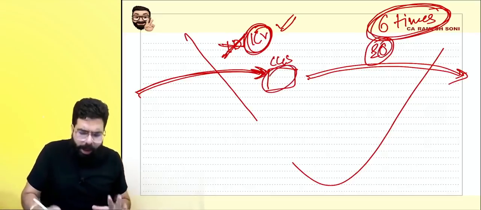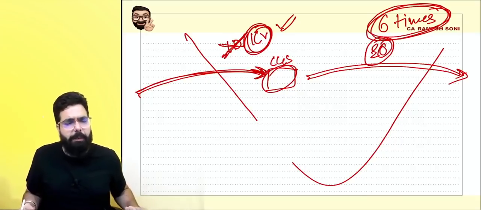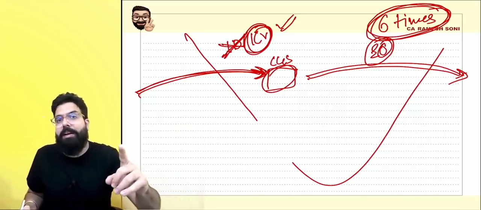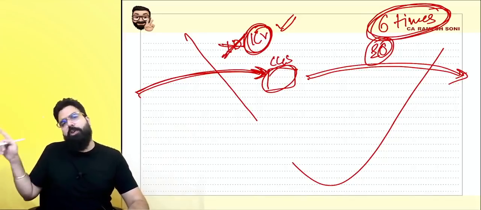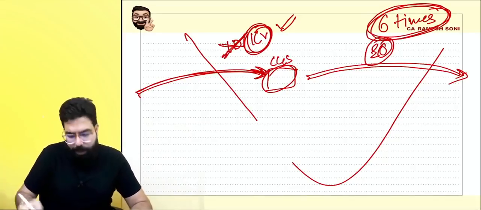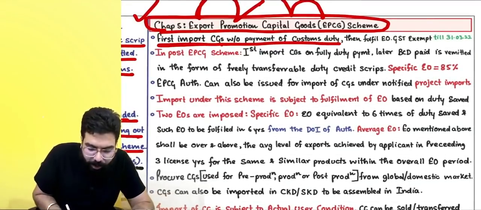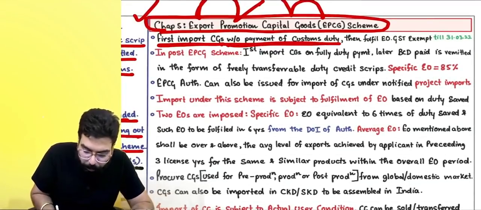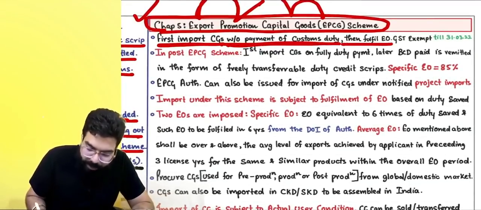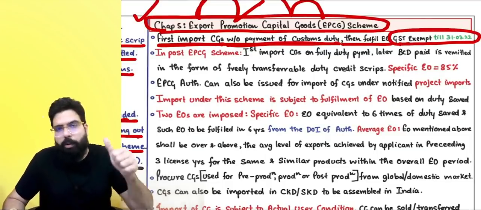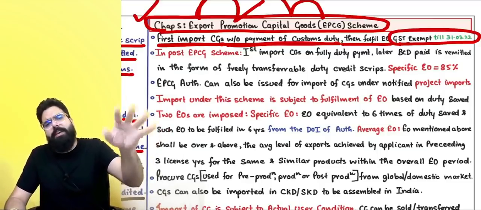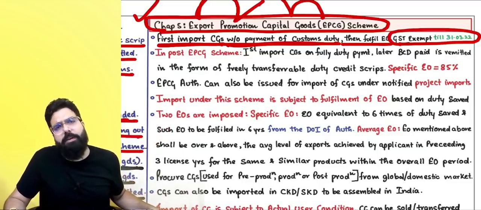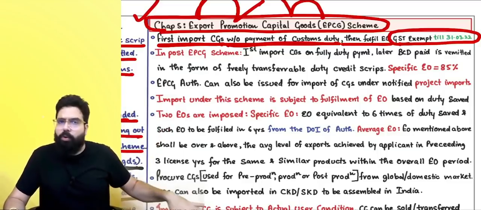You told the government, allow me to get capital goods. I make good quality product and export, but at least you have to earn 6 times the amount of import duty which you have not paid at the time of importation. Everyone over here, first import capital goods without payment of custom duty, then fulfill export obligation. Here also GST has been exempted. So basic custom duty, none of the duty you have to pay. GST also you don't have to pay. GST is also exempted till 31st March 2022.